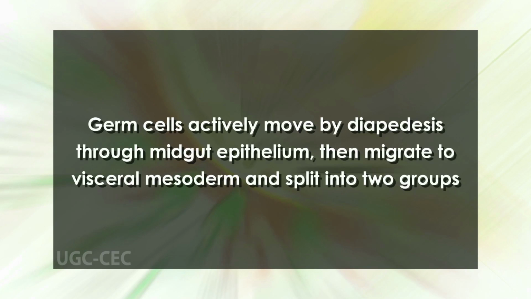Next, the germ cells actively move by diapedesis through the midgut epithelium, then migrate to the visceral mesoderm and split into 2 groups. Each group associates with one of the somatic gonads developing on either side of the embryo.